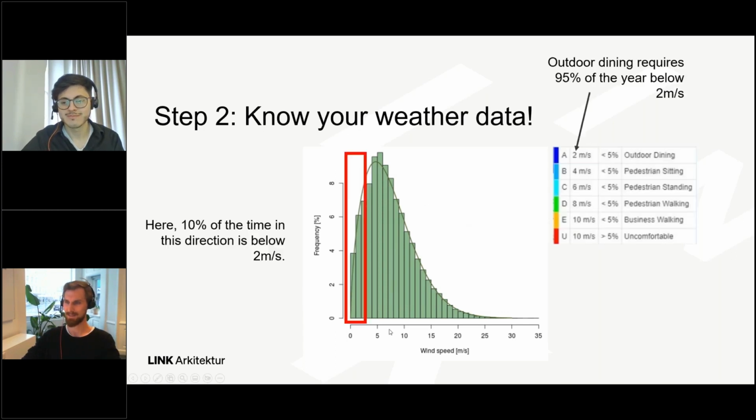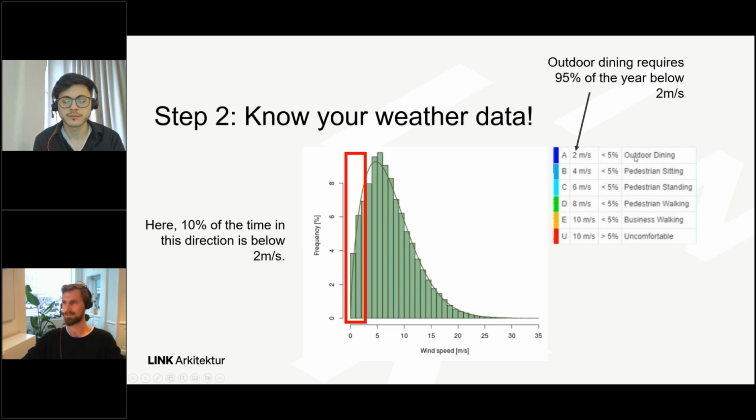But the Weibull curve basically states how often I have different wind speeds. It can be for the entire year, or it can be for one wind direction. When we're looking into our comfort criteria, for instance, the Lawson or Lawson LDC, it typically says outdoor dining is good when you have less than 5% with 2 meters per second. It means that this threshold is not exceeded for more than 5% of the year.